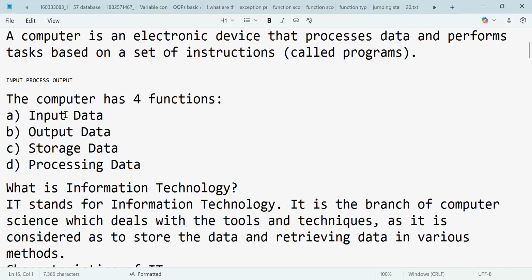Binary digits means a two-bit system, that is 0 and 1. That is the computer-understandable form, the machine-understandable language. It is not user-understandable language. The computer also has a memory that stores the data, programs, and processing results. These are the functions.